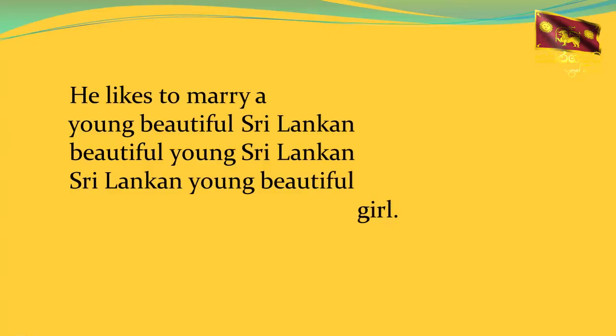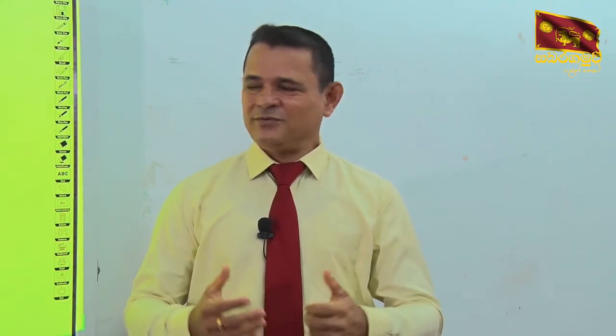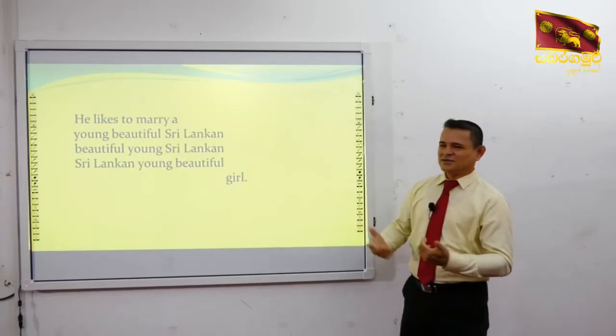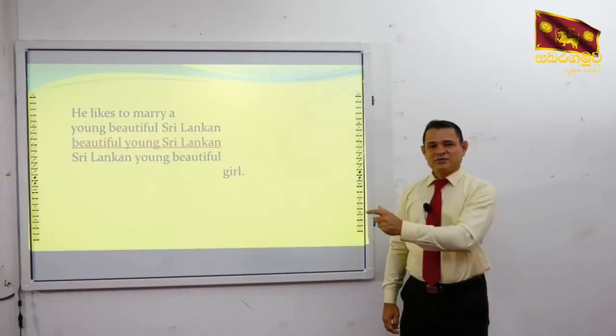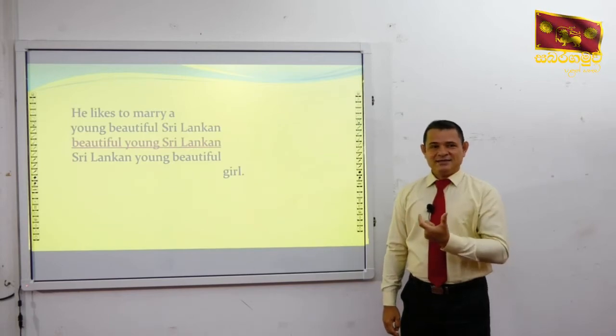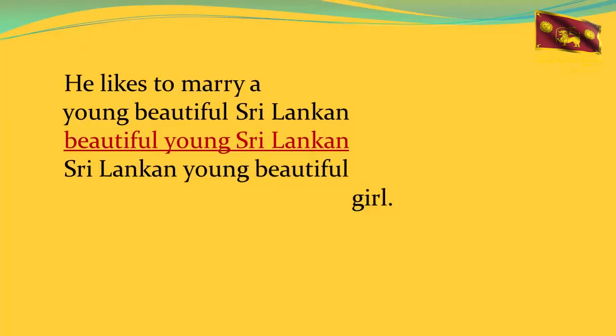He likes to marry a young, beautiful Sri Lankan girl, or he likes to marry a beautiful young Sri Lankan girl, or he likes to marry a Sri Lankan young, beautiful girl. Now think of it. You talk of the origin or age or what first? I hope that you can get the answer now, because you did 2 exercises earlier. Did you get this answer? Beautiful young Sri Lankan girl. So that is the correct order of using adjectives. Hope you got a clear idea about all these things.